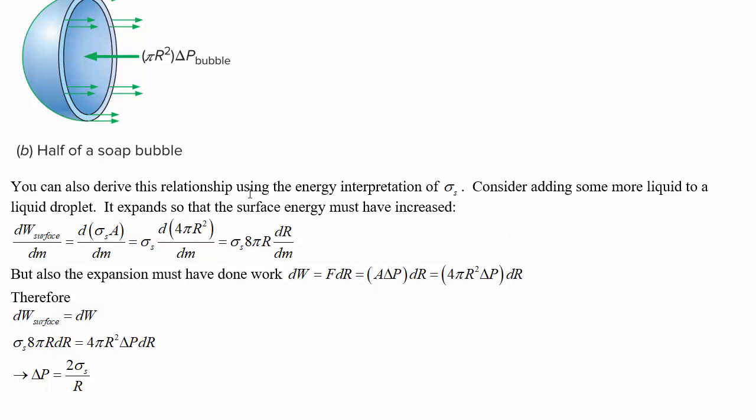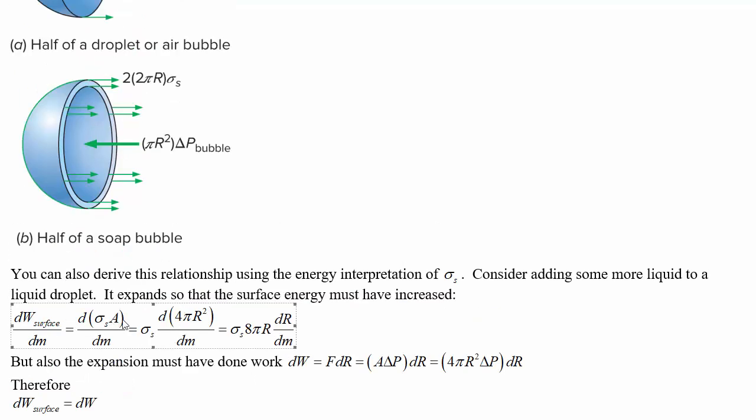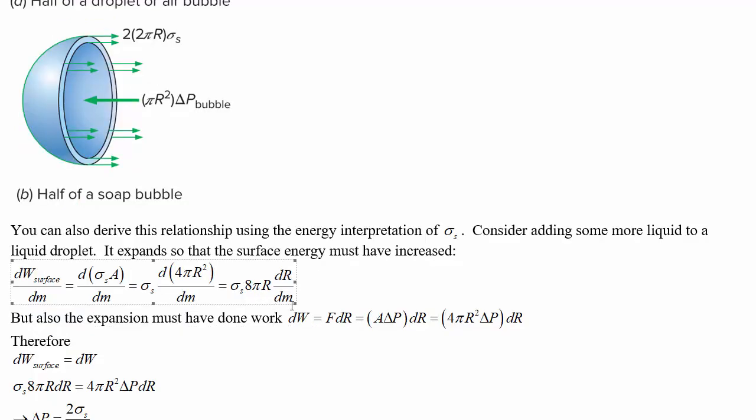You can also derive this relationship using the energy interpretation of sigma s. Let's give that a shot. Consider adding some more liquid to a liquid droplet. It expands so that the surface energy must have increased. If we look at the rate of change of the surface energy with respect to the increased mass, then that's sigma s times the area, factoring out sigma s because that's holding the same. We can substitute in the area, 4 pi r squared, for area of a sphere, and looking at the rate of change of this with respect to mass, we take out the 4 pi, that's not changing either, and then take the derivative of r with respect to m. We just have dr by dm.